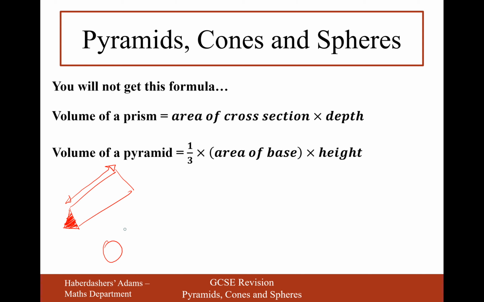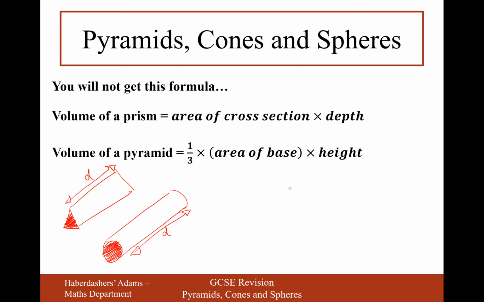Or it could be like a circular prism, where you need to work out the cross-section area here, and then multiply it by the depth. So that's what I mean by a prism. It's a shape that's just stretched in 3 dimensions, where you just multiply it by the depth once you've worked out the cross-sectional area.